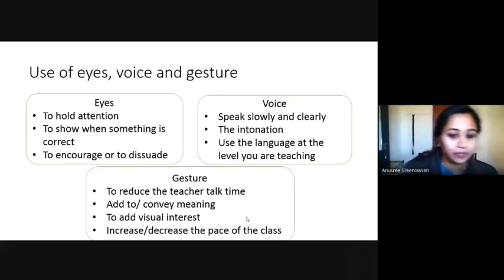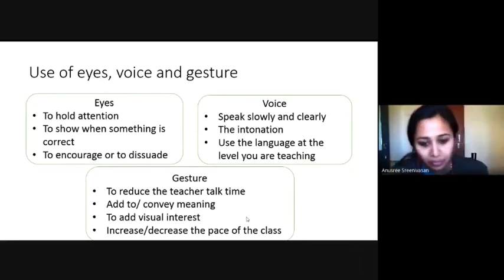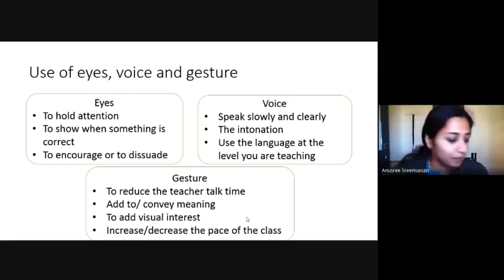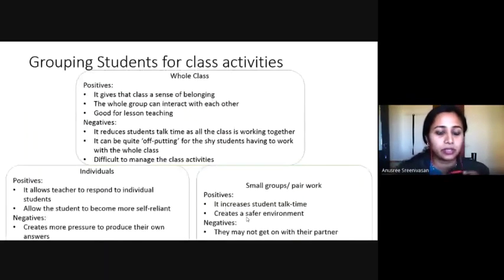Now moving on to other considerations, like grouping students for class activities. We can group the students in the entire class. Maybe you can consider the whole class as one group, and in that case there are some negatives and some positives. Let us see what are the potential drawbacks and potential positives for each type of grouping.